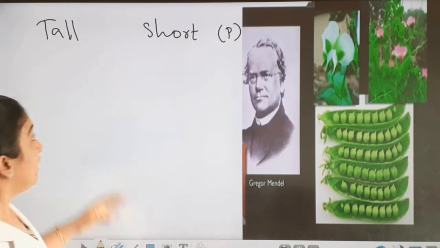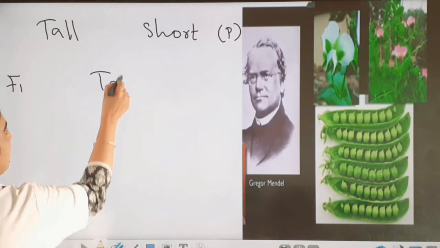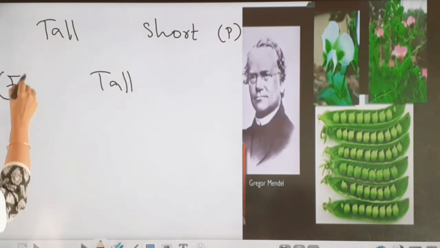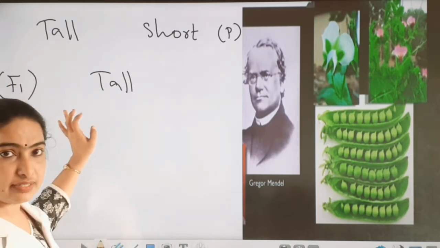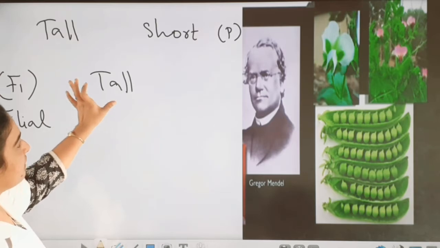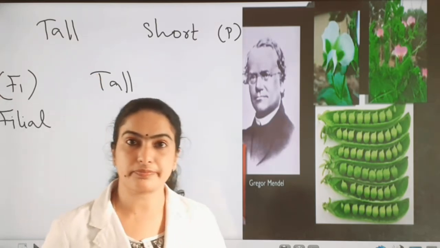And in his first generation, after hybridization, he got all tall plants. This is called the first filial generation. You already learned in 10th standard that the generations are known as filial. So F1 means first filial generation. Here, all the first generation were tall plants.